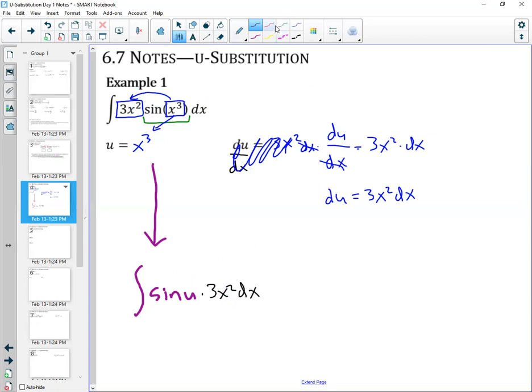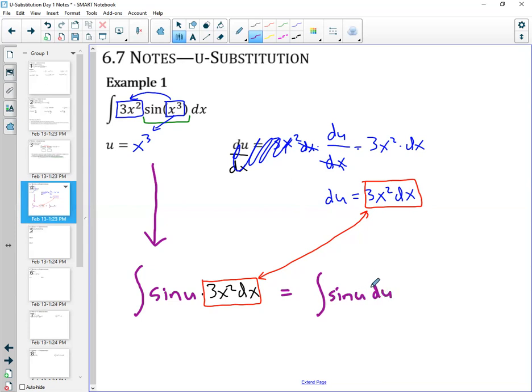So maybe you noticed that this and this match perfectly. If I want to get rid of this 3x squared dx, I have something I can substitute for it. I can substitute du for it. So this thing is really the integral of sine of u du. And this integral, we know how to do. We have a formula for it. It's negative cosine of u plus c.